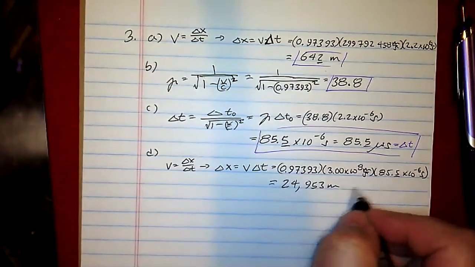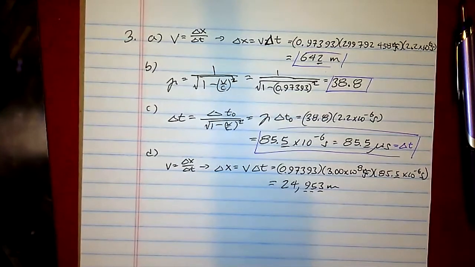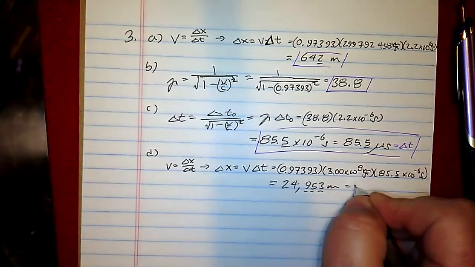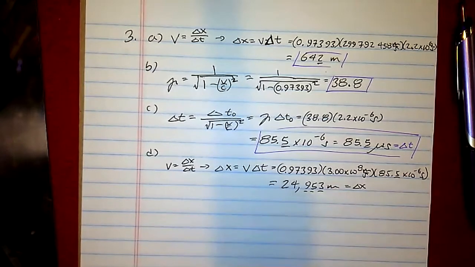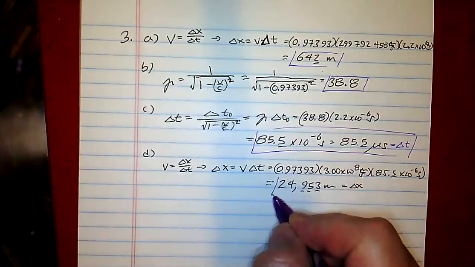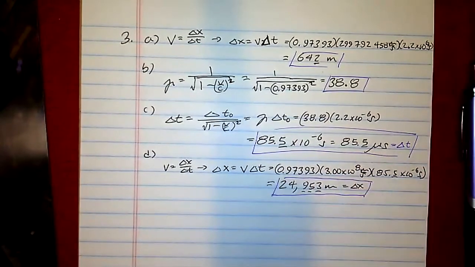And of course, really, I'm only using 2 sig figs, so really that's extra digits for me. But that is actually going to be our delta x. So, in other words, that's how far we think it should be able to travel, thanks to its time dilation. And that, of course, is consistent with us seeing the actual muon hit the surface of the Earth.